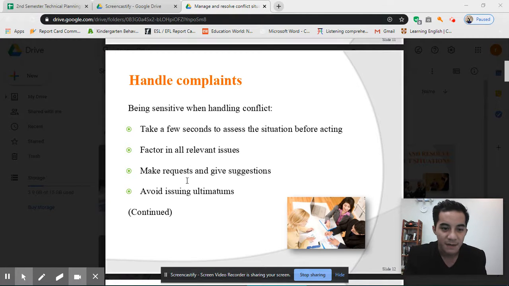Okay, make requests and give suggestions. So for complaints, you make requests or give some suggestions. If the guest is angry, for example, about the food, you can suggest that you change the food into a new one, and they will not pay for it. Those are some suggestions or requests. Like if you can just give back their money or something, of course to invite a positive environment.